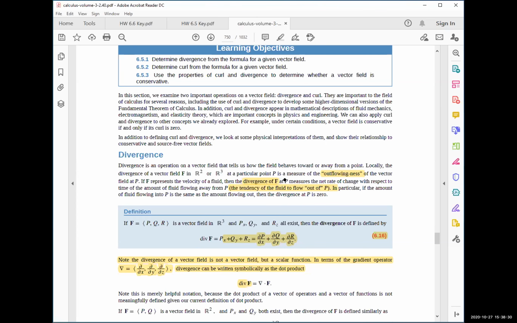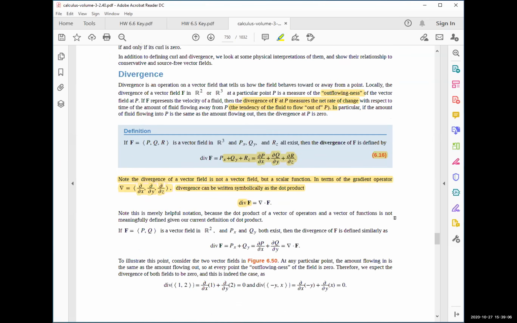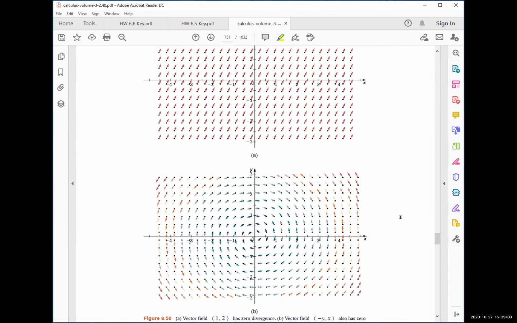The divergence of f at point P measures the net rate of change. So maybe you want to highlight this. The divergence of f at any point P measures the net rate of change with respect to time of the amount of fluid. So if f describes the motion or the flow of a gas or a fluid or some sort of energy, the divergence measures the tendency of the fluid to flow out of P. So if more things are flowing out than coming into point P, then the divergence would be positive. I'll describe what that means in this lesson.